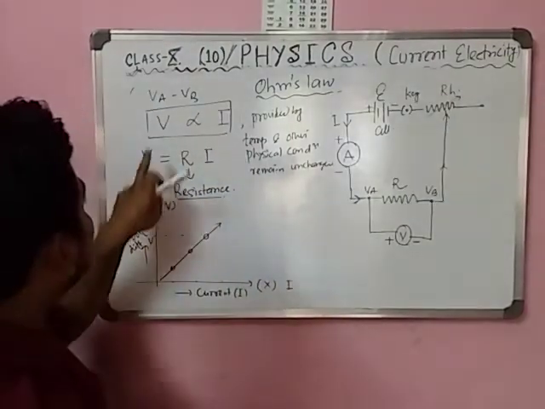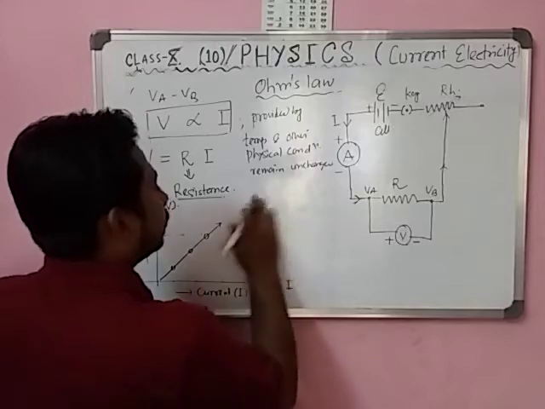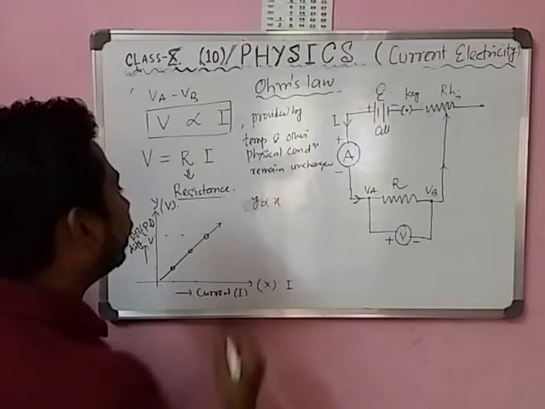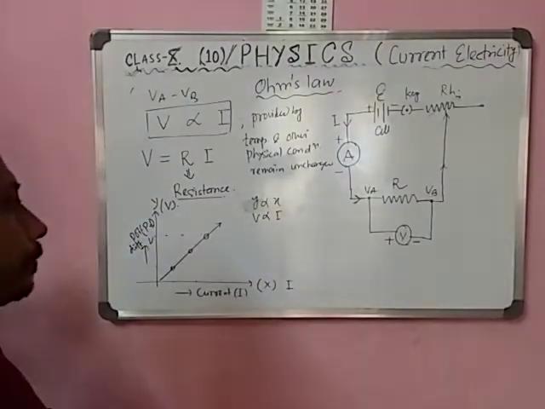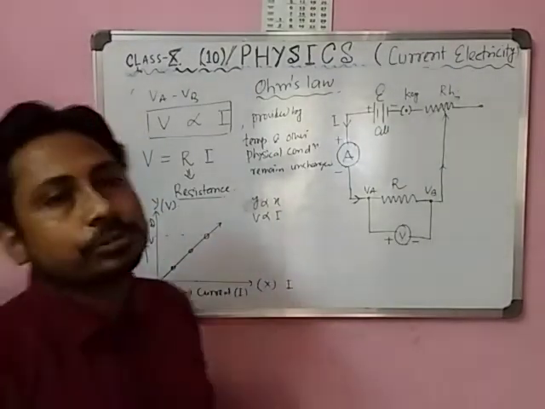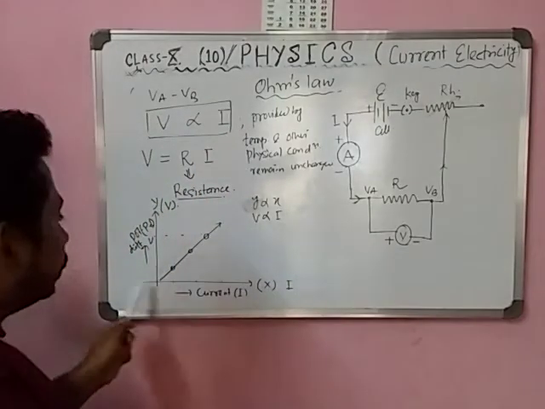Because students, direct proportion graph: if y is proportional to x, that means direct proportion. Here, V is proportional to I. So V means y and I means x. So a direct proportion graph, students, always gives us a straight line passing through the origin.